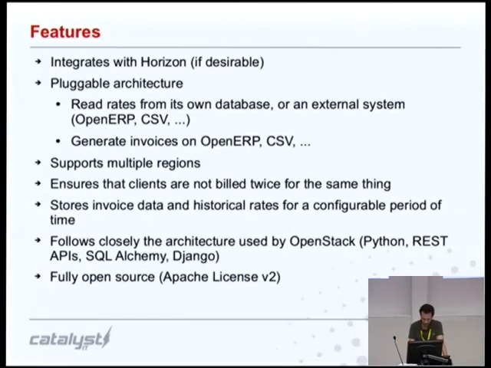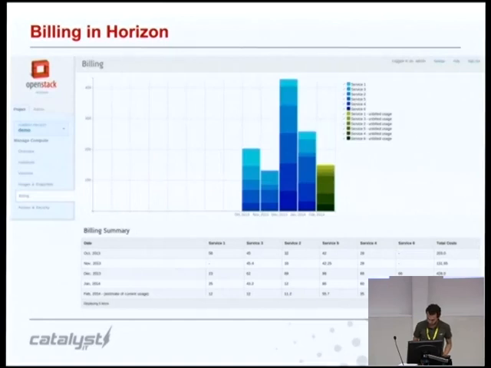From the beginning, we have planned to share Artifice with others. So we've tried to follow closely the architecture used by other OpenStack projects. It's written in Python, has got REST APIs, uses SQLAlchemy and Django. And it's fully open source and will remain fully open source. So here's a preview of what billing looks like in Horizon if you enable it. We're currently exploring some ideas on how to best present this information for users.